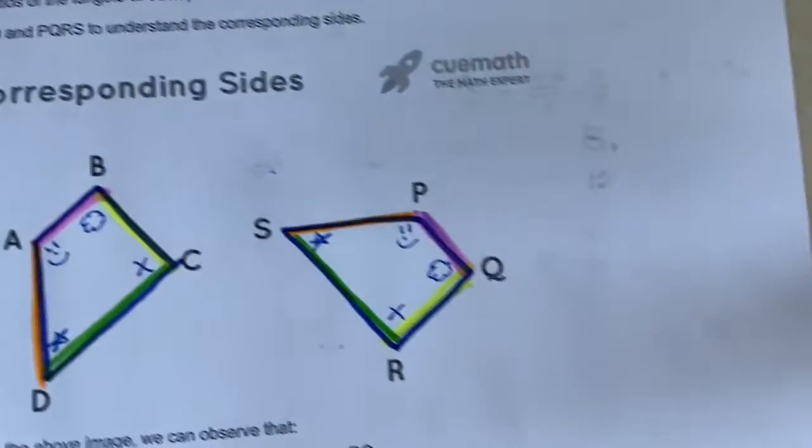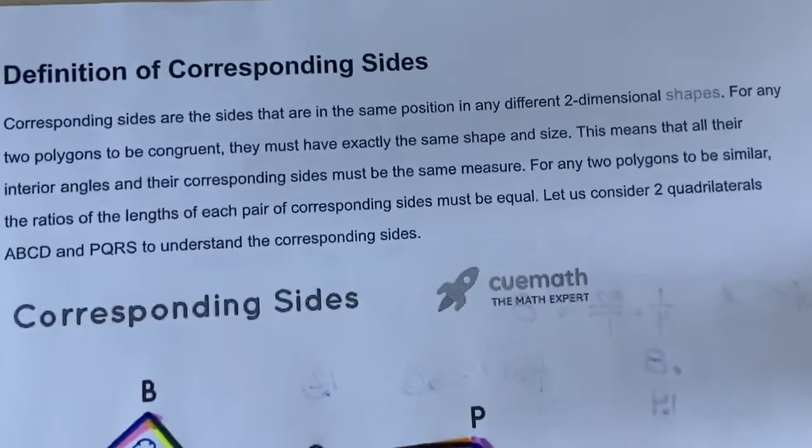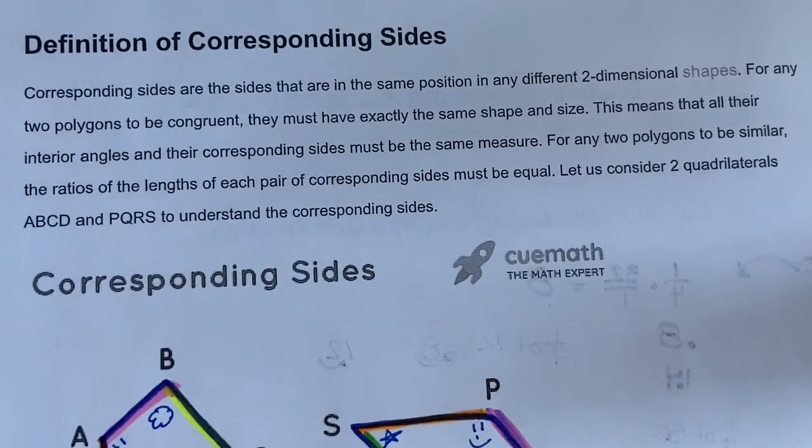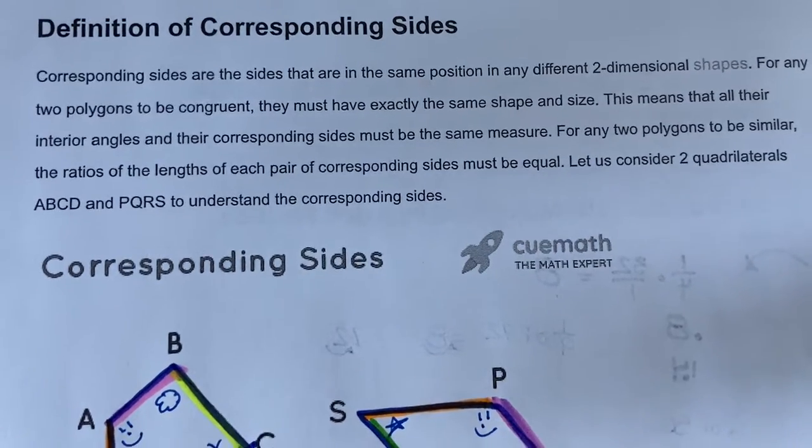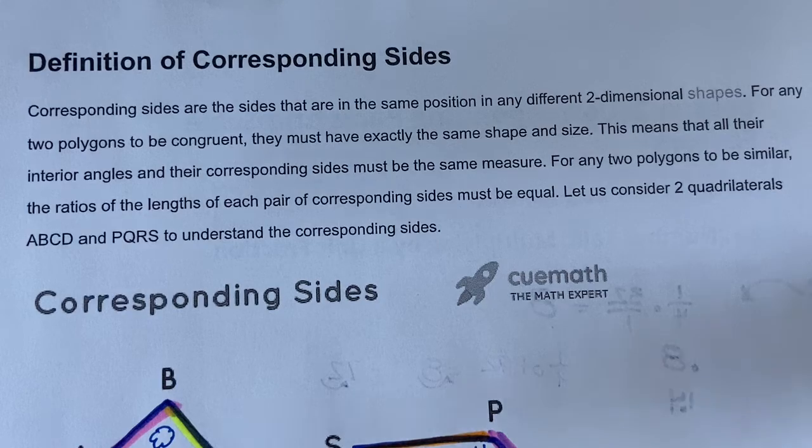All right, now on this side, what I want to show you is a note page that I added in here just to show you how these work. So corresponding sides, what that means is corresponding angles have to be congruent. That means the angles have to be identical. But how do I know if the sides are corresponding? It means they're in the same position on another shape, okay? That's what the first paragraph is telling me.